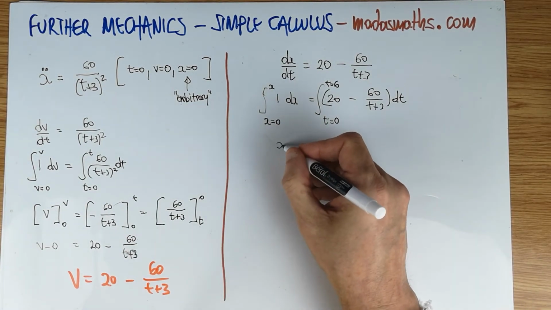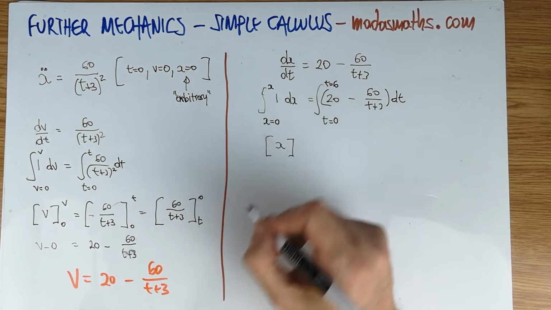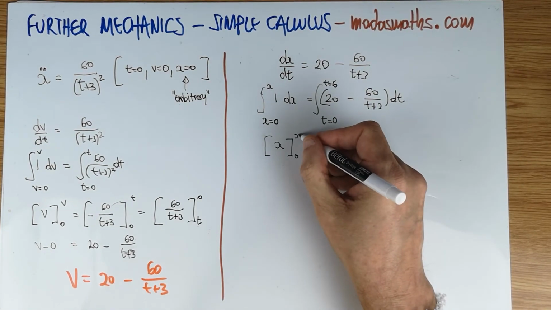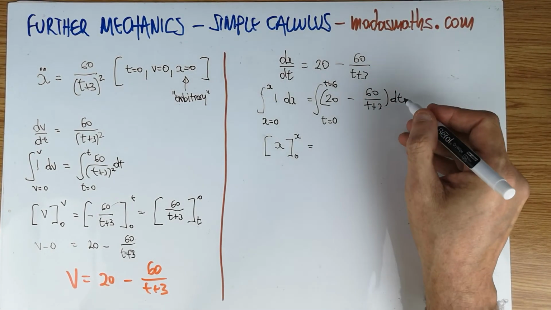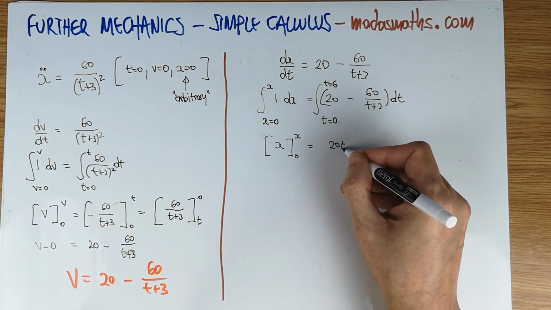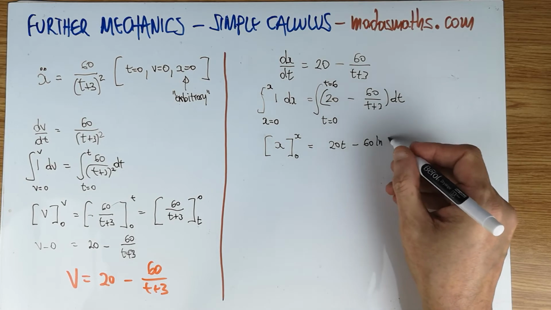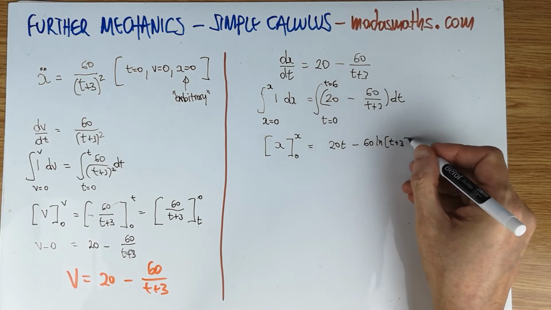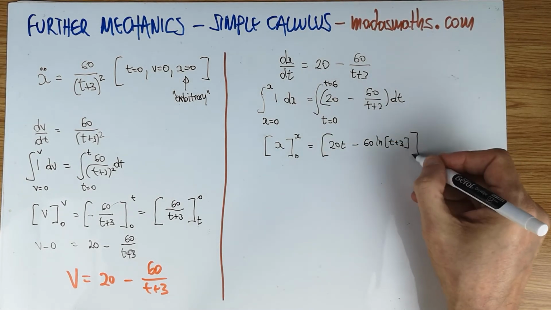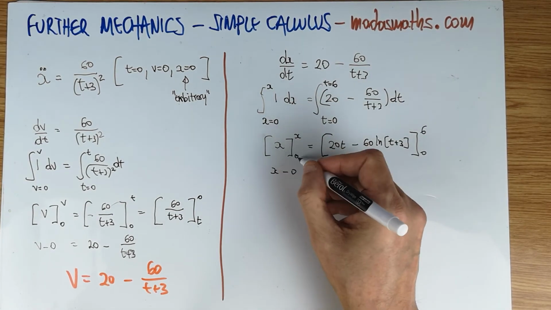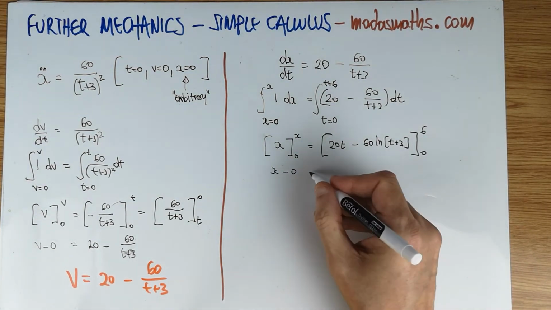So integrating both sides of this equation, x from 0 to x, and this is now with respect to t, so it's going to be 20t, and this of course will give me minus 60 log. I'm not going to use mods there, (t plus 3), and the limits 0 to 6. x minus 0, x for x, 0 for the lower x.